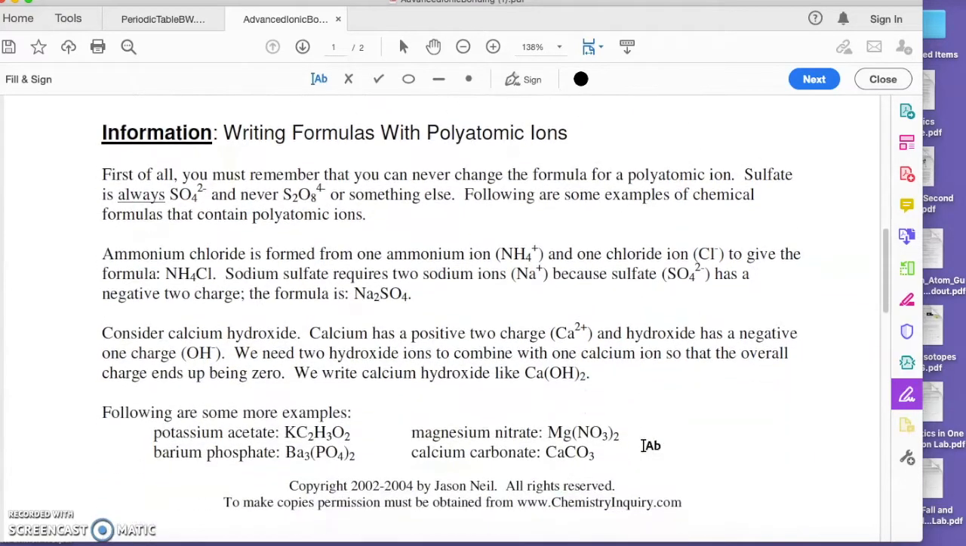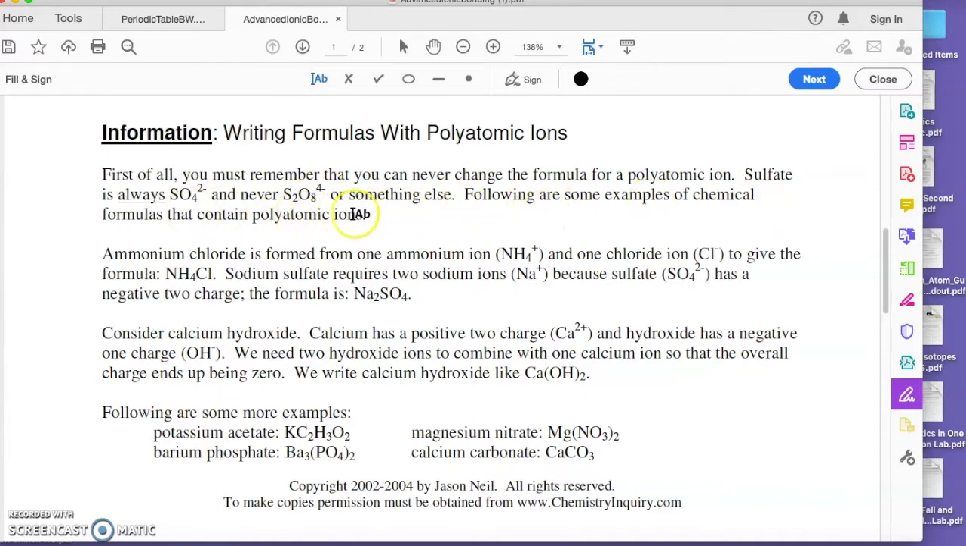So writing formulas of polyatomic ions. First of all, you must remember that you can never change the formula of a polyatomic ion. Sulfate is always SO4 negative 2. It's never some derivative of it like S2O8 4 negative, right? You don't double everything or anything else.